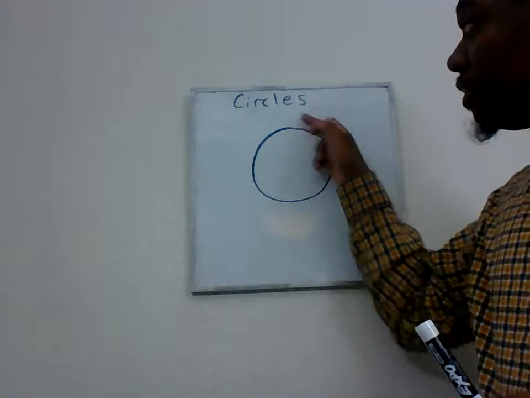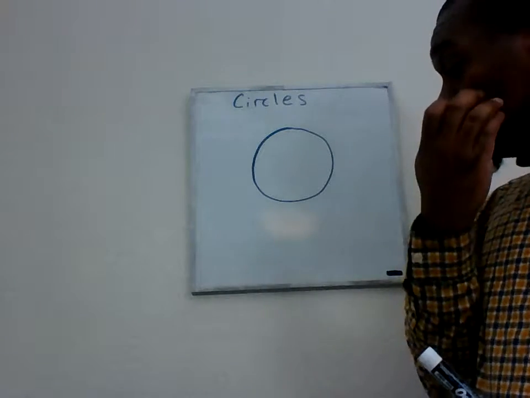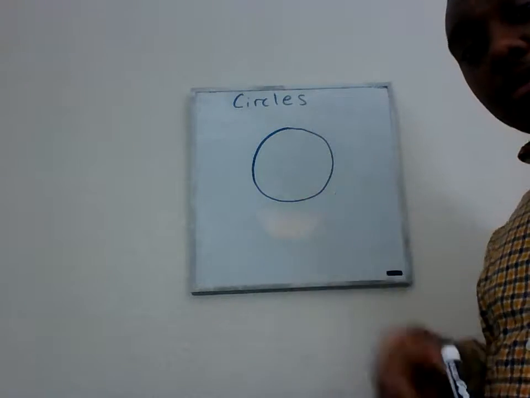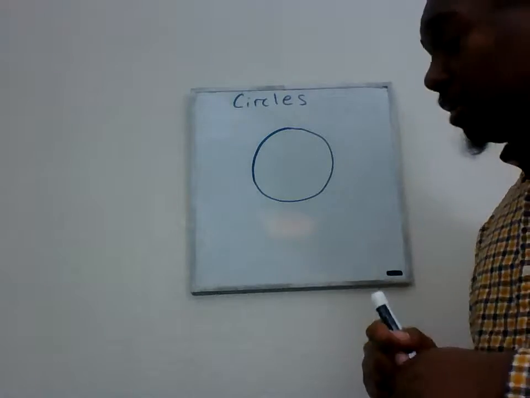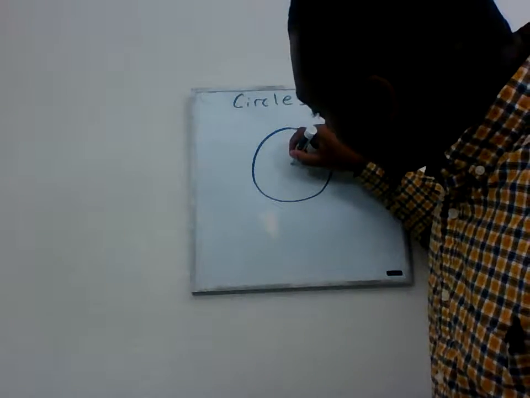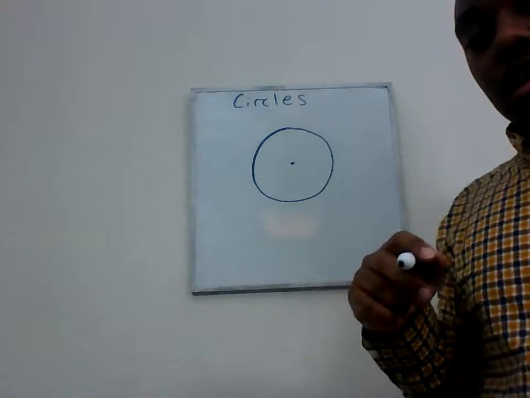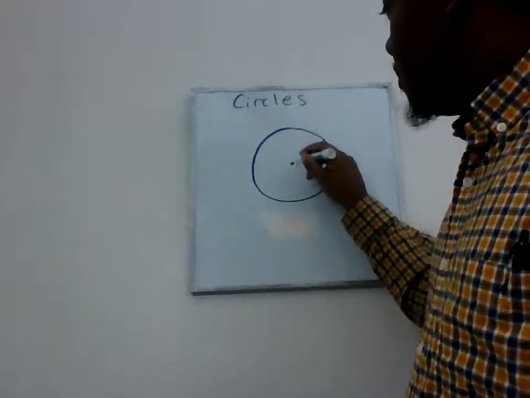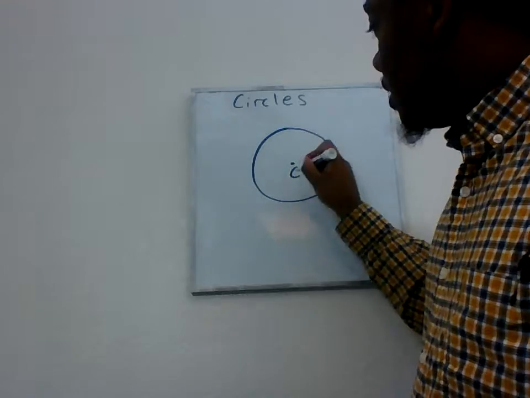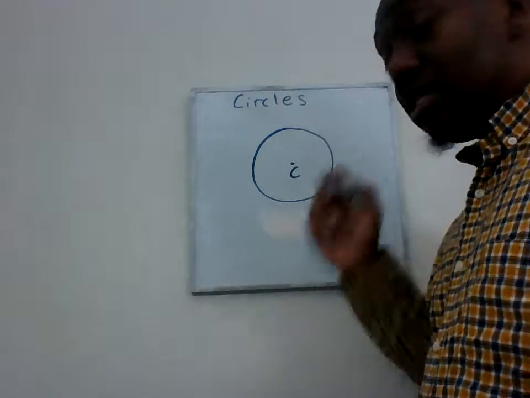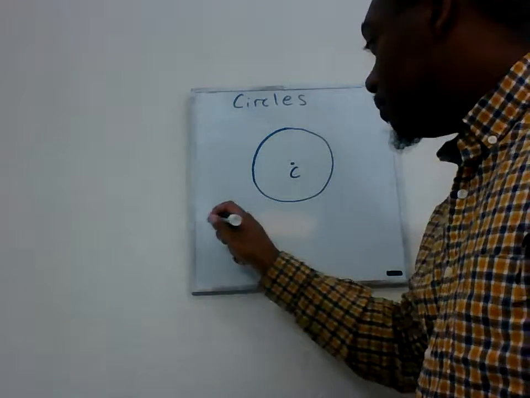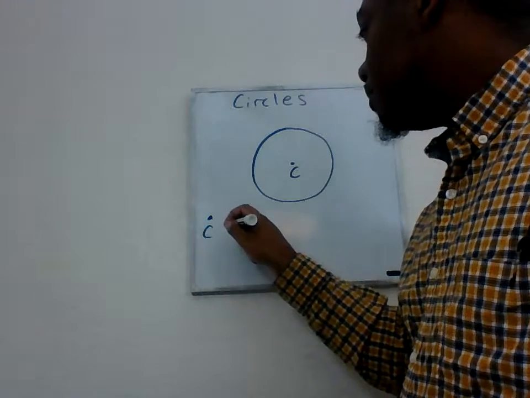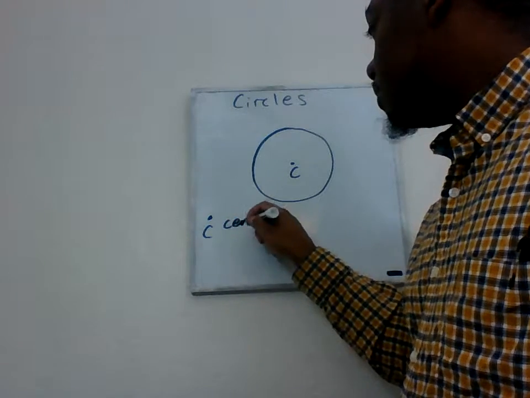So the first part of the circle we're looking at is the circle as a whole. This is a circle, a collection of points that are equidistant from one point. Well, that one point is right here. We call that one point the center. For example, I could call this C, and so point C would be the center of the circle.